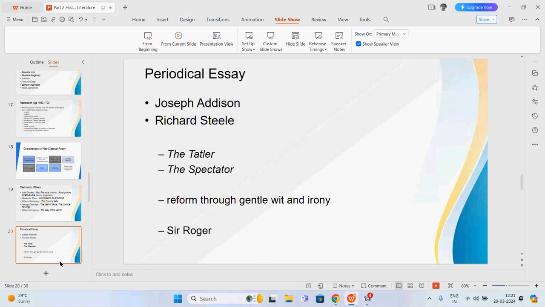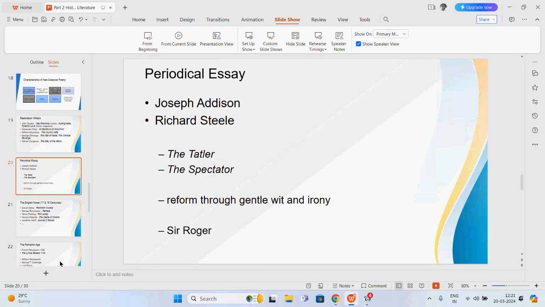So the Tatler and the Spectator were periodical publications in which not just Joseph Addison and Richard Steele, but other writers also contributed short essays. The basic purpose of Richard Steele and Joseph Addison in introducing the Spectator and Tatler and in writing the periodical essays was to bring about reform in society through the use of gentle wit and irony. One of the characters that was introduced by Richard Steele in his periodical essays is Sir Roger.